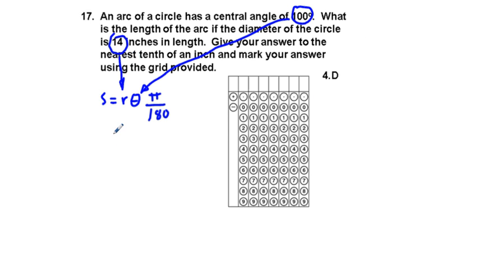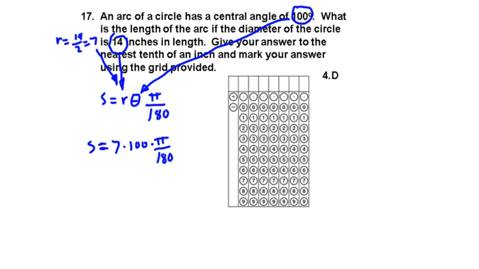So R equals 14 over 2, which equals 7. So our 7 is going to go right here. Okay? So basically, S is going to be equal to 7 times 100 times pi over 180.